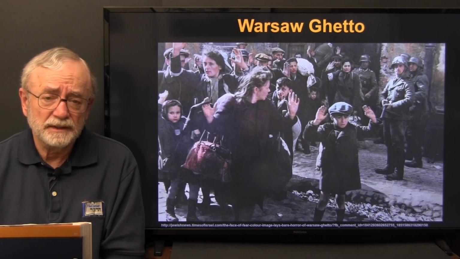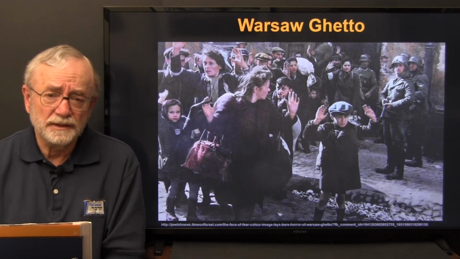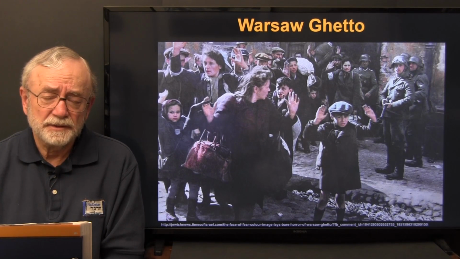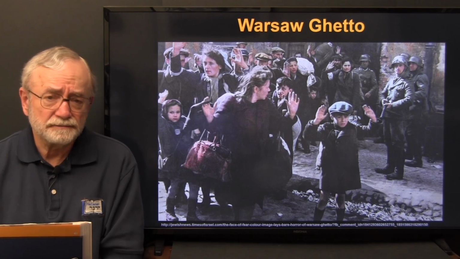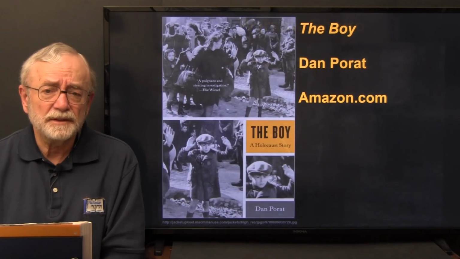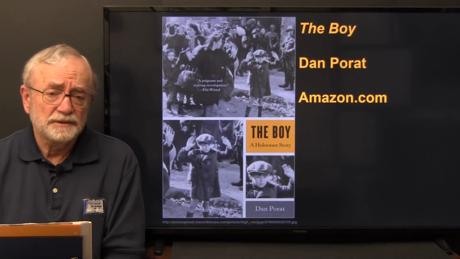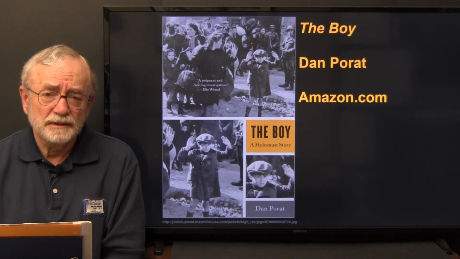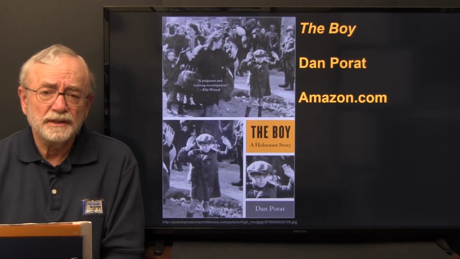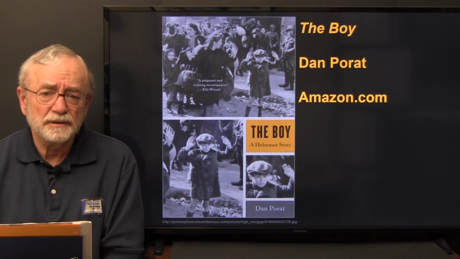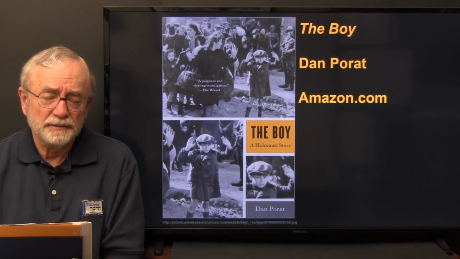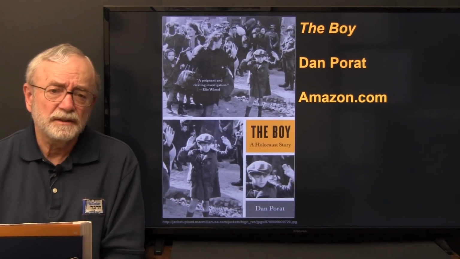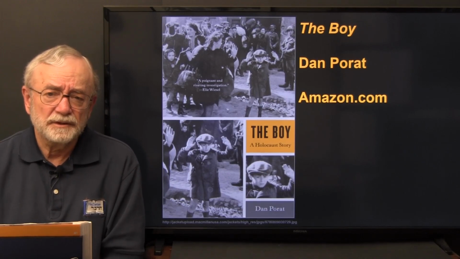These Jewish people are being taken out of the Warsaw Ghetto for the death camps. A very famous picture, especially with that little boy in the foreground. And I think you'll be happy to know that the little boy survived. Somehow he survived the Holocaust, and his story is written by Don Perrott in the book The Boy, which is available on Amazon.com. This is a Holocaust story that you might be very interested in reading.